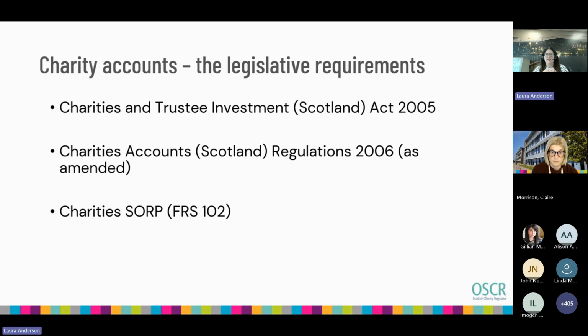The main piece of secondary legislation, that's the second item on the screen, that's the Charities Accounts (Scotland) Regulations 2006, and it's got "as amended" in brackets because those regulations have been amended on multiple occasions since they were first created in 2006. They set out the detail of how the accounts have to be prepared and scrutinised. They set out the type of accounts that need to be prepared and the scrutiny requirements for charities that meet different criteria. The last item here is the charities SORP.